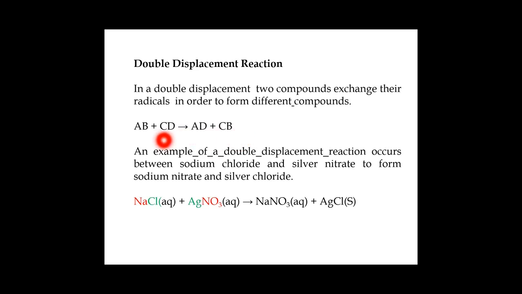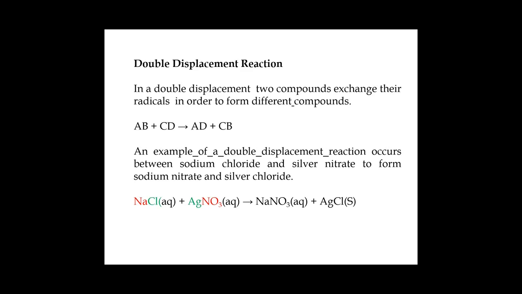You know that a compound has two parts, cations and anions. So these compounds exchange their anions and cations, that is, radicals. They form two different compounds. This is known as double displacement reaction.